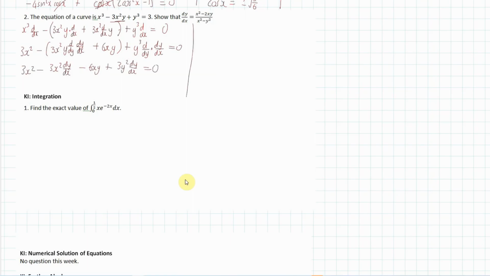equals 0. Now at this point in time, maybe I'll just move everything over to here. I'm going to get my dy dx's over to one side. So I'm going to go 3x squared minus 6xy equals 3x squared dy dx minus 3y squared dy dx, and I can factorize that out.